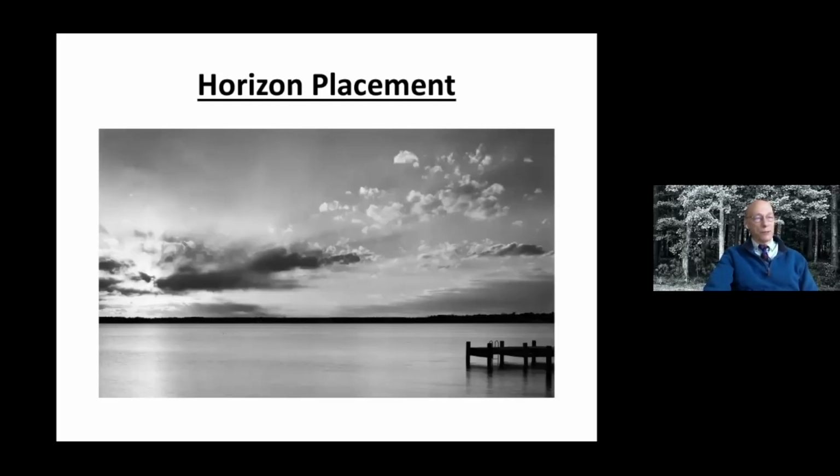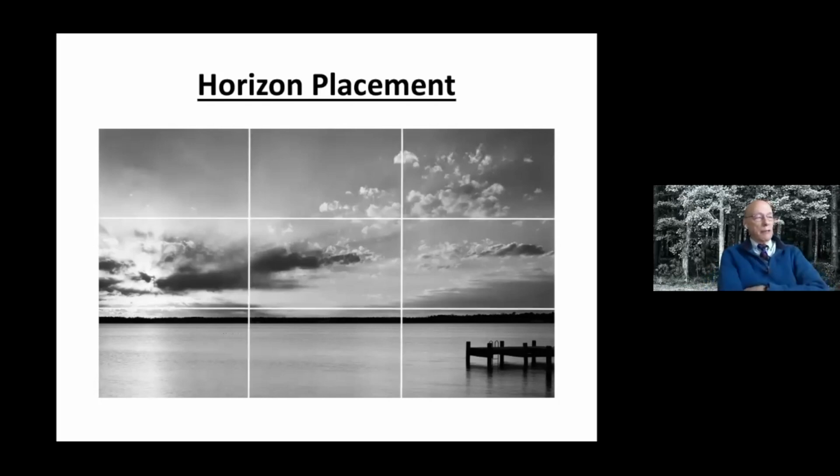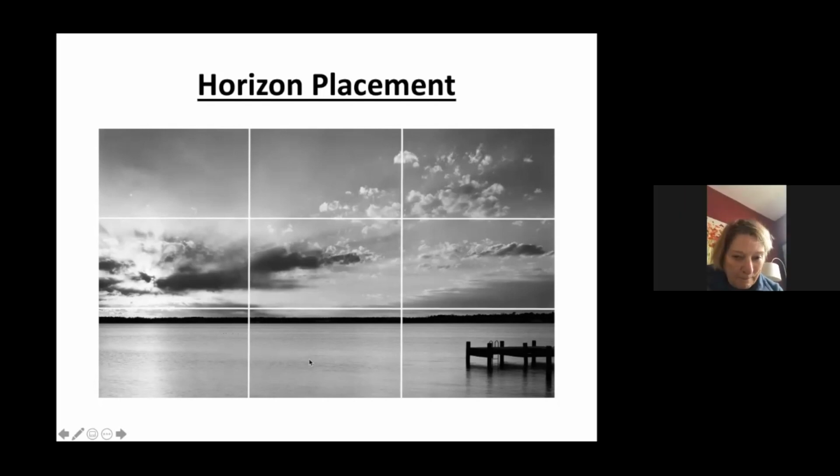Let's take a look at this picture and superimpose the rule of thirds on it. I thought the sky was interesting. There's really nothing going on here. It's the sky that was interesting, and to me it was more the subject. So you can see where I placed it, just about on this lower line of the rule of thirds.